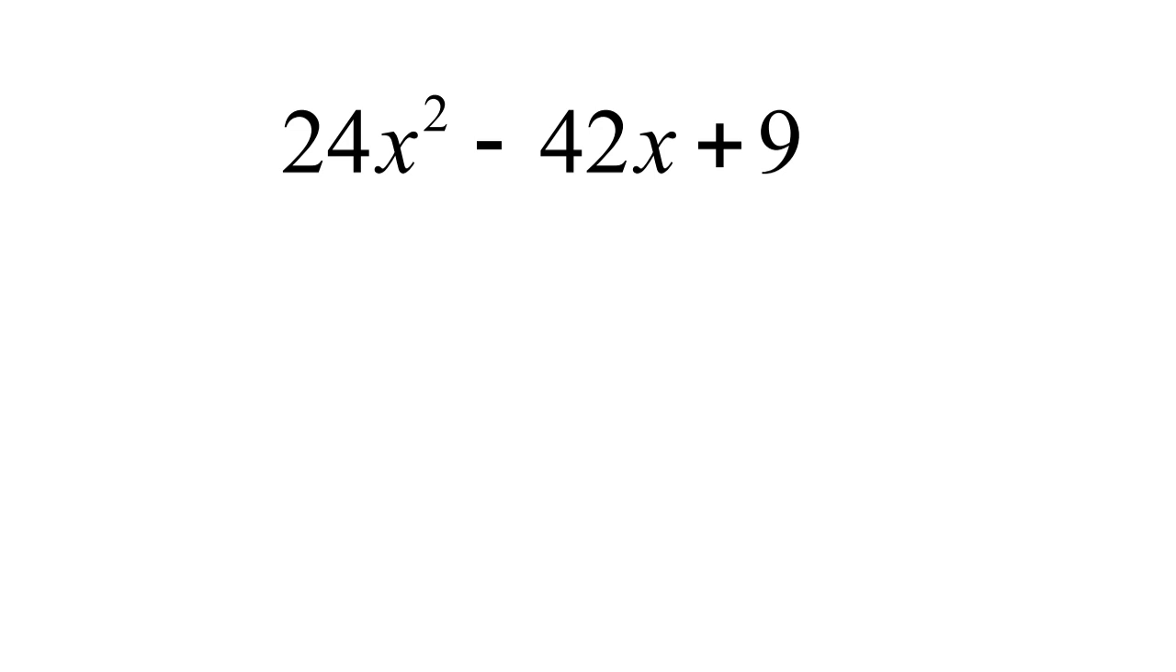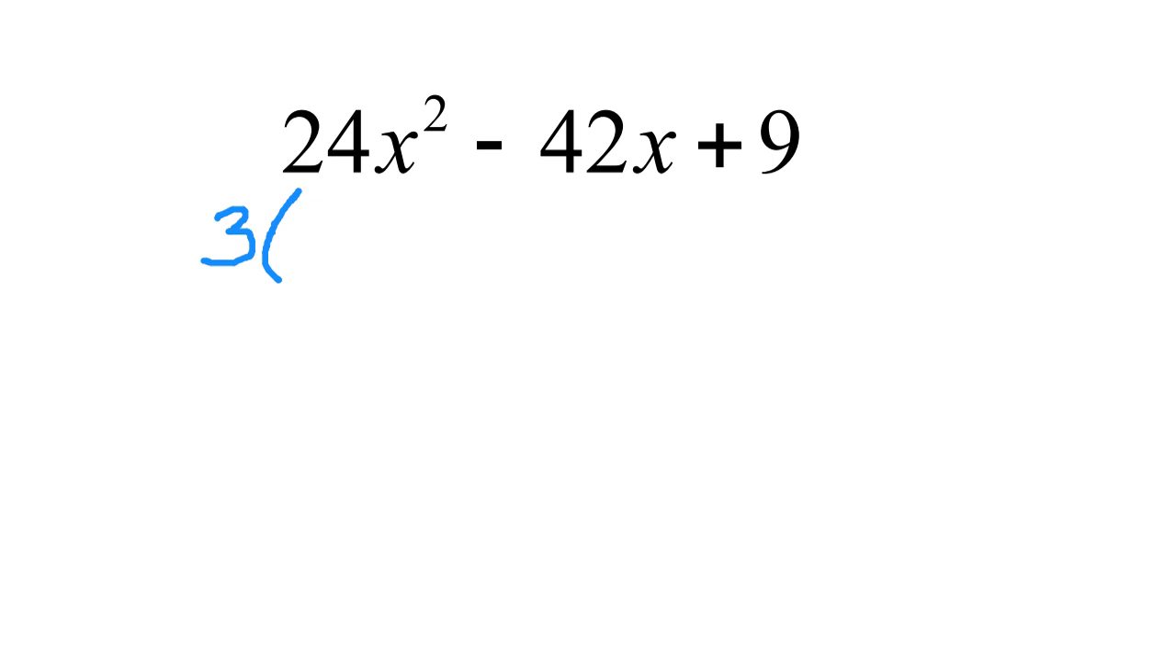Section 6.3, Factor trinomials by grouping, continuation. Looking at the trinomial that we're given on the board, 24x squared minus 42x plus 9, we need to see, is there a greatest common factor we can divide out of all three terms? And there is. We can divide the GCF of 3 out of all three terms.